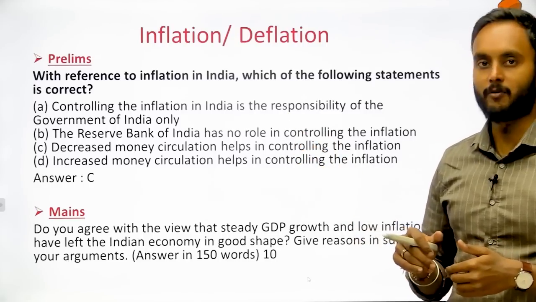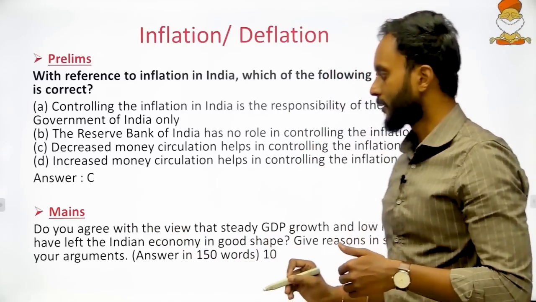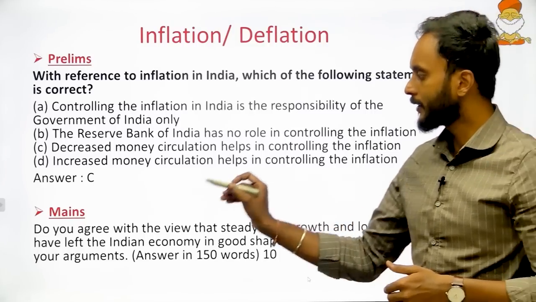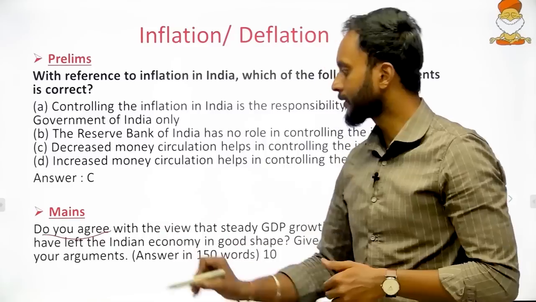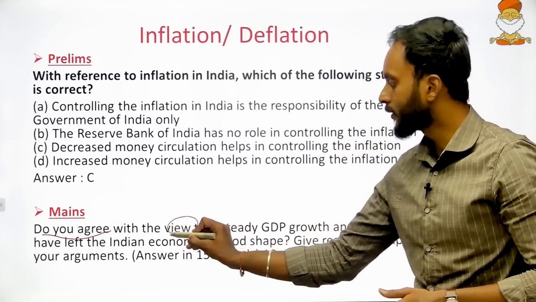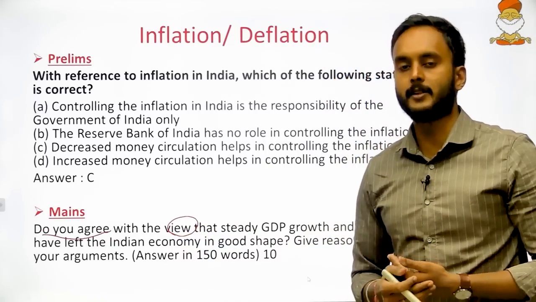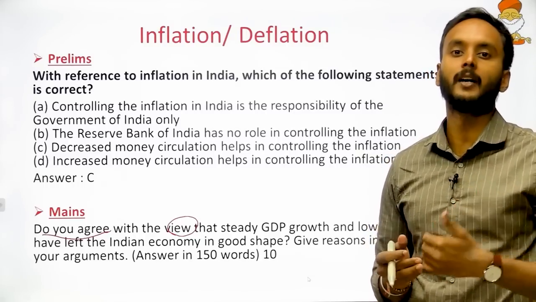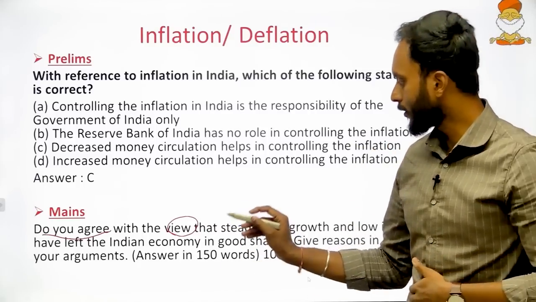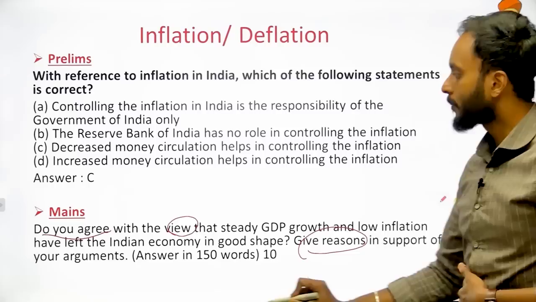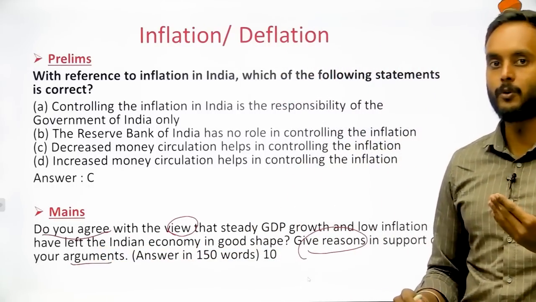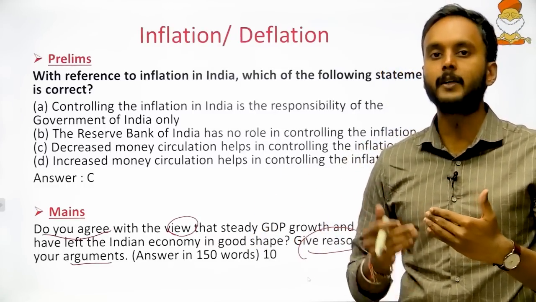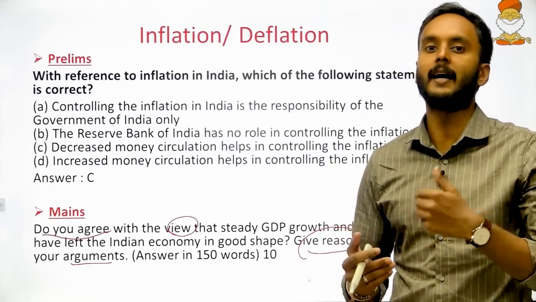If you look at the mains part of it, they asked a question, around 2016 or 17 approximately, where they are asking, do you agree with a particular view? What we learn from this question is that whenever you come across a current affair, always build an opinion regarding it. What is your view? Based on that view, they also say give reasons in support of your arguments. So whenever you have a view, you should always back it with a particular argument and a particular fact. The arguments, facts and reasons behind your view should always be highlighted.